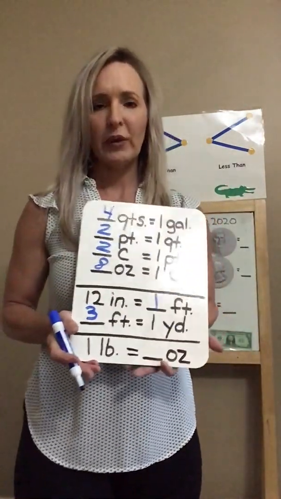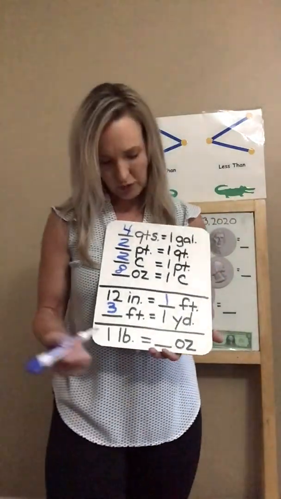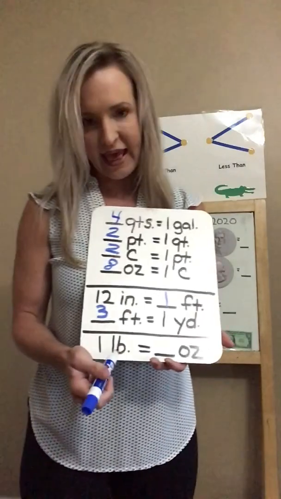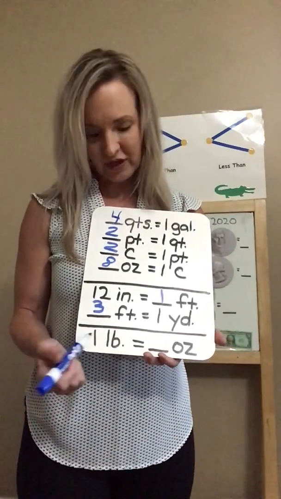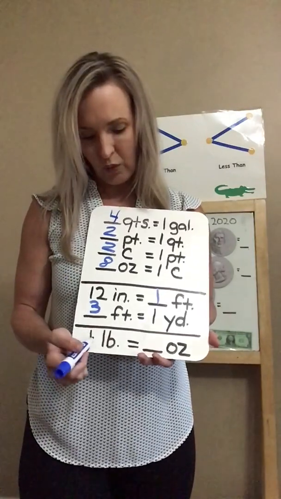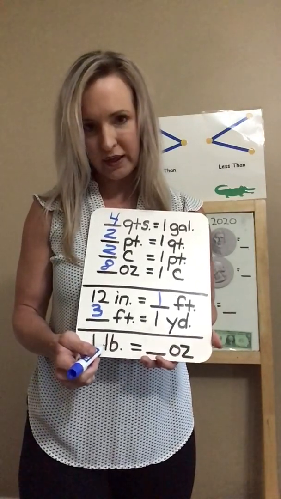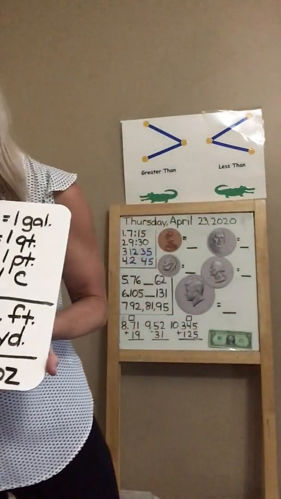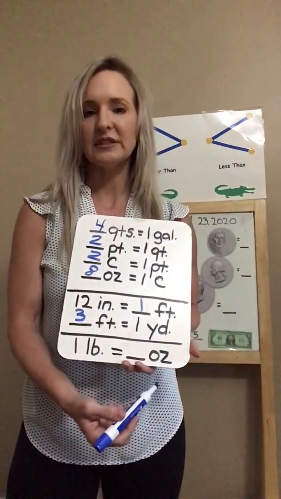Very nice. Now, we have one more thing that I wanted to talk about. You'll see here, I have 1 LB. Now, we've talked about that abbreviation before. Let's see if you can remember what it stands for. 1 LB stands for 1 pound. 1 pound equals how many ounces?